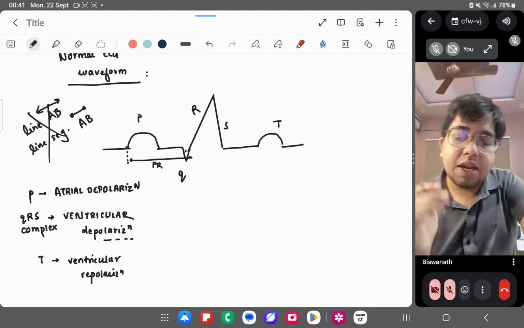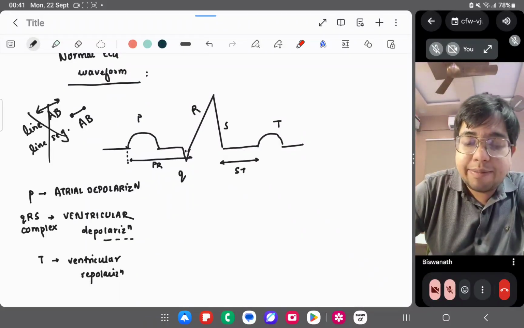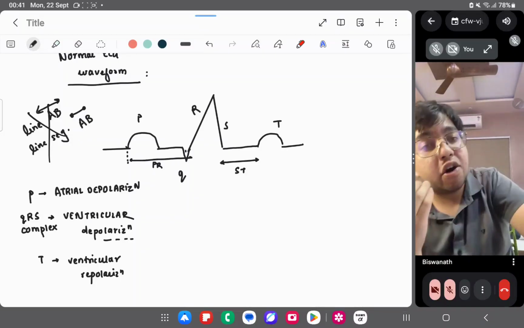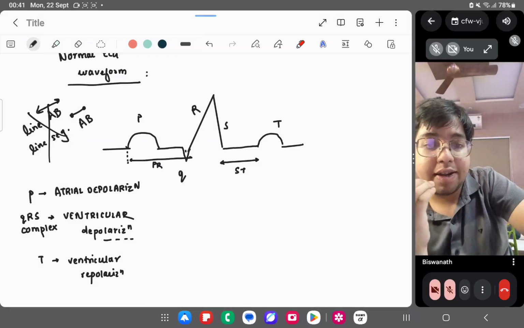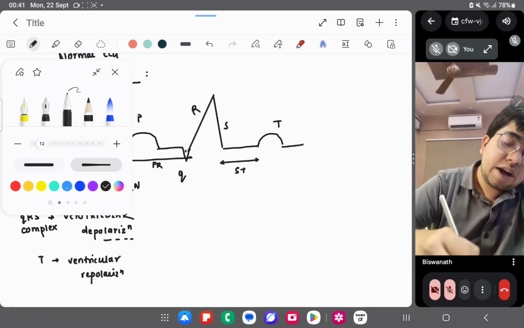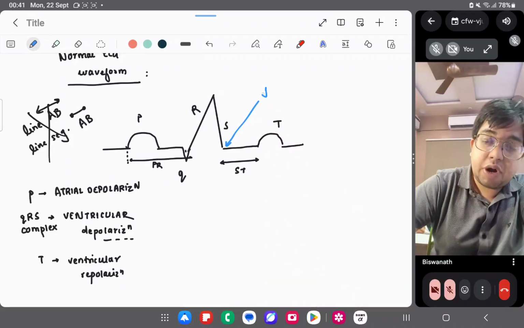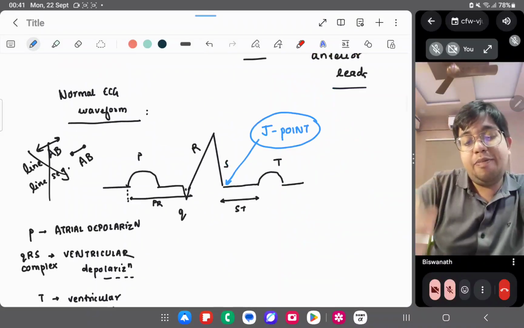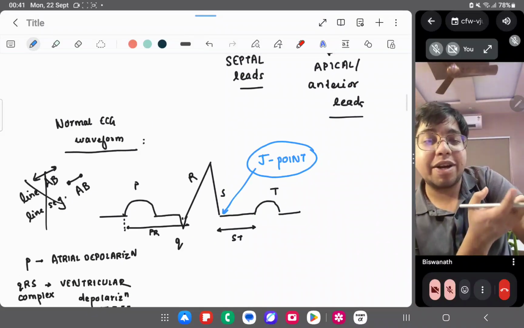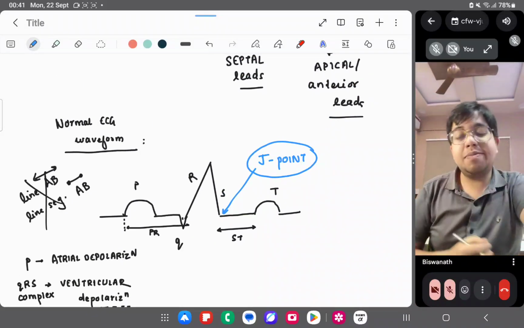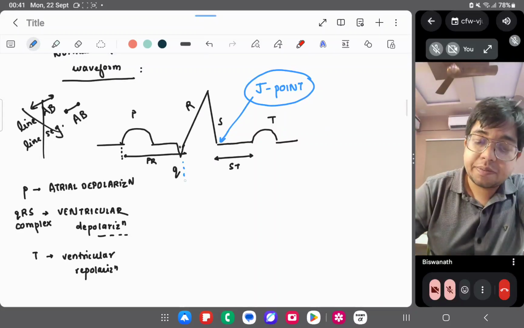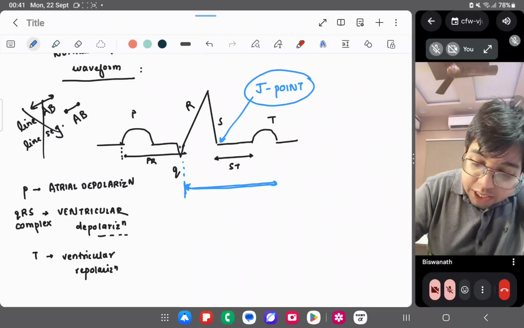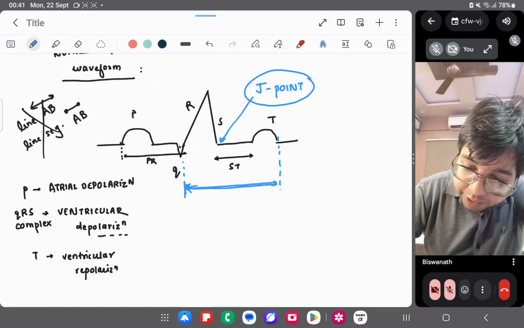Now we have something called the ST segment. Here the changes are recorded at the onset of the ST segment. This onset of ST segment is called the J point. So J point is basically the onset of the ST segment. And we have something called QT interval. QT interval is from the beginning of Q to the end of T.